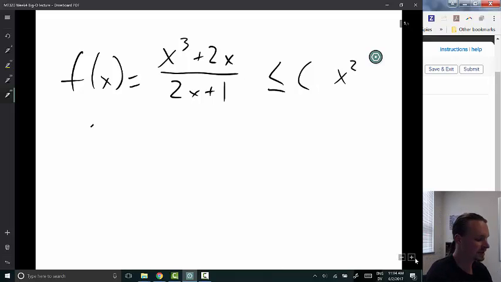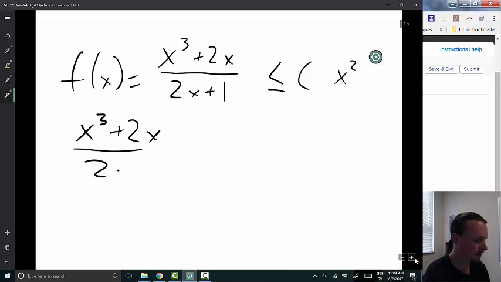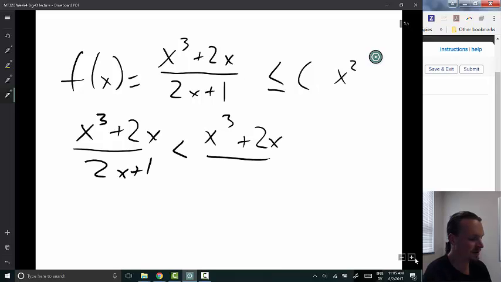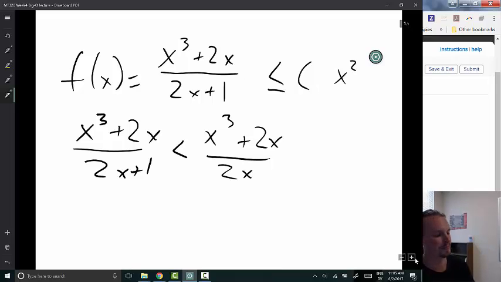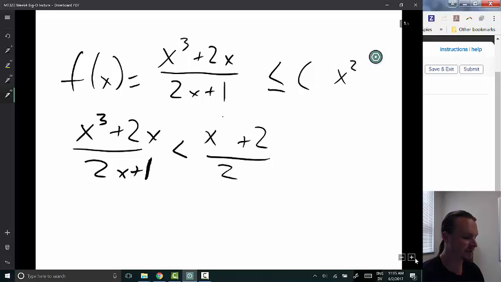So we can take our f of x, which is this, and say that it will always be smaller than the same thing without the 1 in the denominator, because as the denominator gets smaller, the fraction gets bigger. So we can cross out one of these x's, and now we have x squared over 2 plus 1.